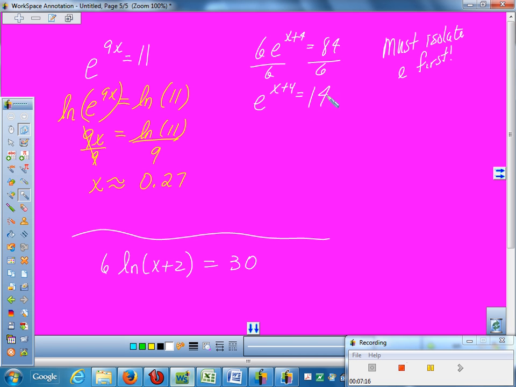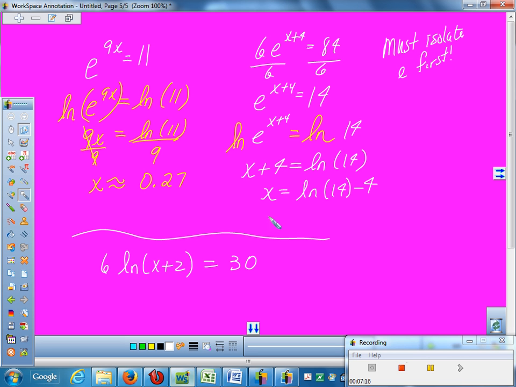Then, now that it's isolated, I can add logs to both sides. So I'll have natural log of e to the x plus 4 and natural log of 14. The natural log and the e cancel each other out. And I have x plus 4 equals natural log of 14. Last but not least then, I need to subtract 4. And once you punch it in your calculator, all of these types of problems will result in using your calculator at the end of the problem. And you'll discover this one ends up being approximately negative 1.36.